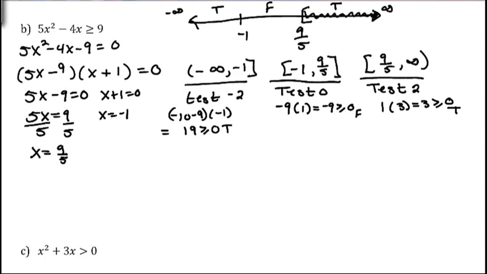So shade from the 9/5 out to the positive infinity and that arrow, and then shade to the left of negative 1 and that arrow as well. And then the interval notation would be negative infinity to negative 1, union 9/5 to infinity.